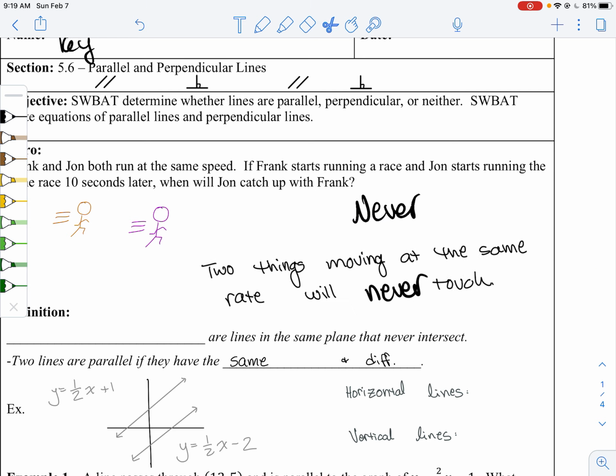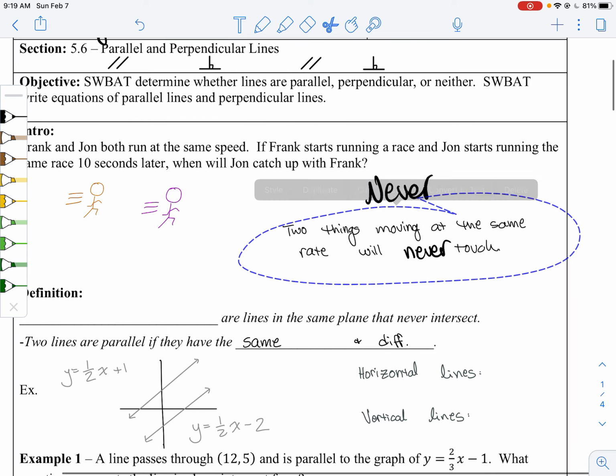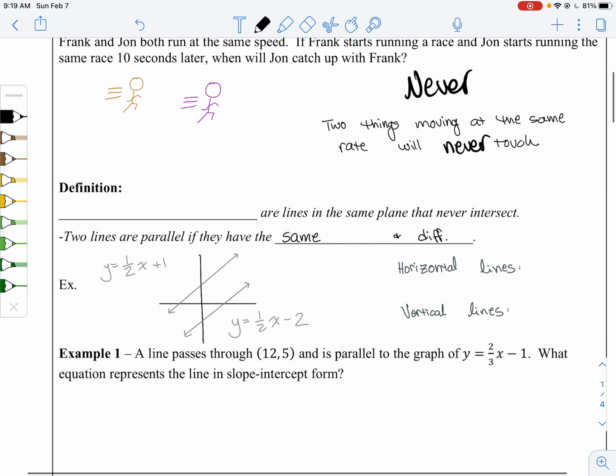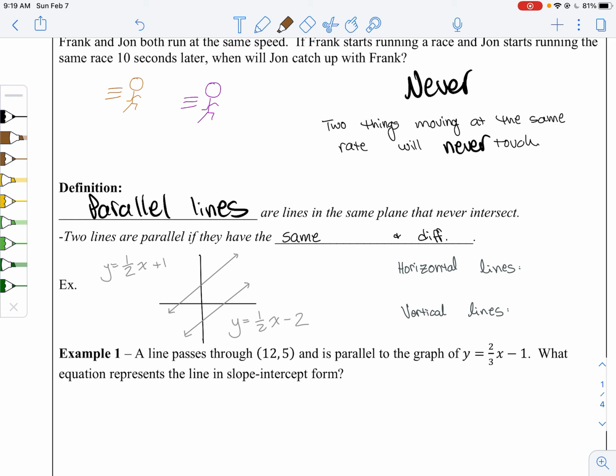That brings us to our definition of parallel lines. Parallel lines never touch because they move at the same rate. But what that means in graph language, if they're moving at the same rate, that's the same slope. So two lines are parallel if they have the same slope.